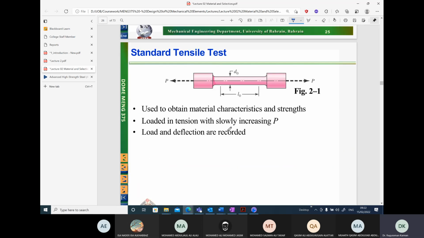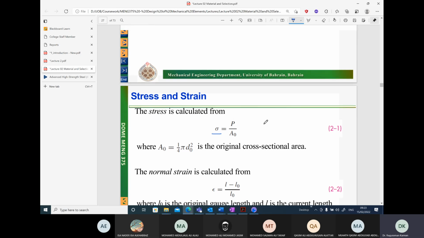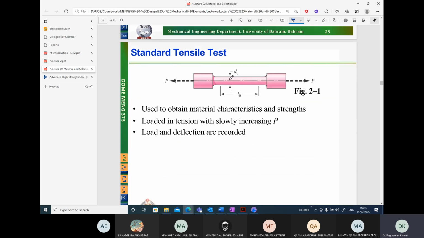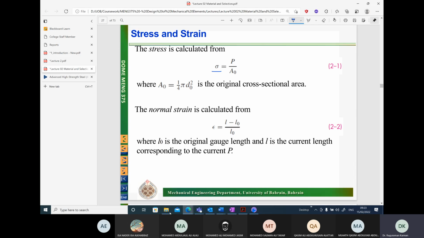You know what its initial area of cross section is. And since we know the load we are applying slowly on the tension test specimen, based on that we can calculate the stress. In a tension test, what do we do? We mount this material in a testing machine and slowly increase the load, and then we find the properties.